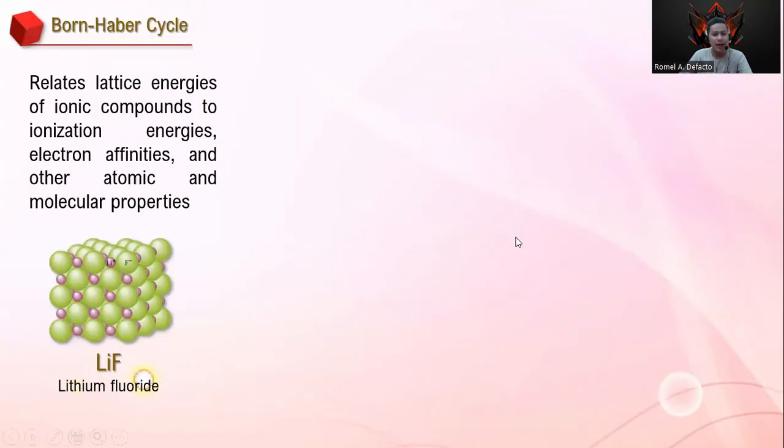Energy. Okay, now the second way of determining the lattice energy, although not 100%, is using the Born-Haber cycle, which relates the lattice energy of ionic compounds to ionization energies, electron affinities, and other atomic and molecular properties. So in this example, we will use lithium fluoride. So this is the 3D illustration of lithium fluoride.